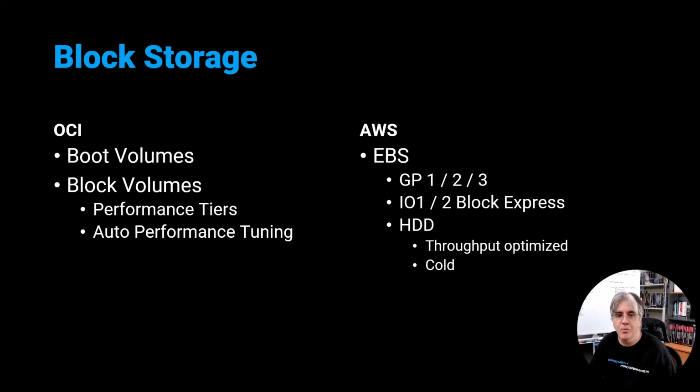You can have a default balanced performance profile. You can have a low-cost performance option, a high performance option, and an ultra-high performance option. These come with selectable IOPS provisioning that scales with the volume size. In addition, you have features like auto-tuning of performance characteristics of your block volume.